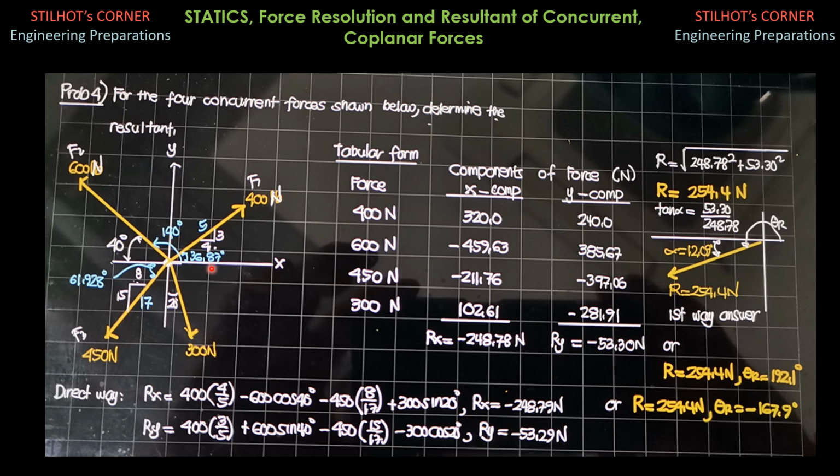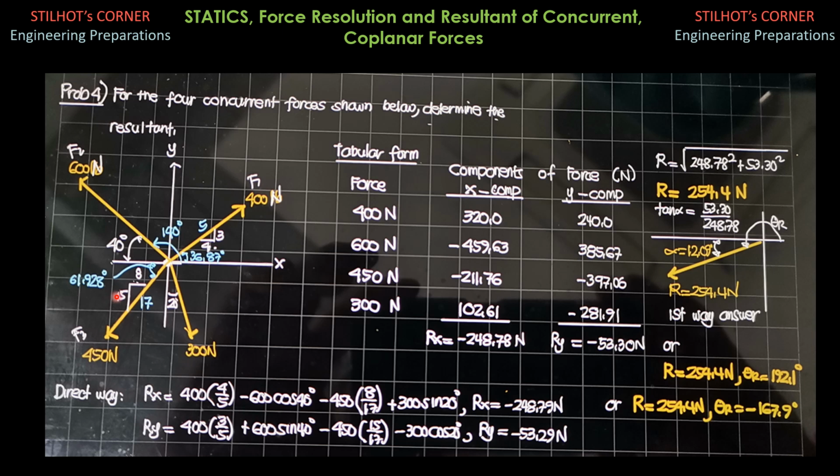36.87, you may have another way, so you may use 36.87 degrees for those who are not comfortable with the slopes. Then this 140 degrees is 180 degrees minus 40 degrees, so that's 140 degrees. This angle measure is equal to inverse tangent of 15 opposite over adjacent 8, so that's why 61.928 degrees.